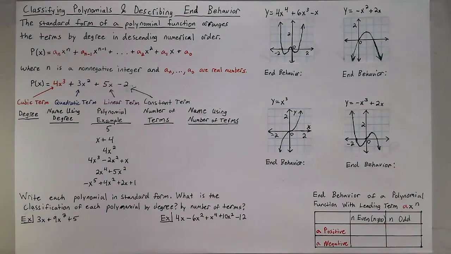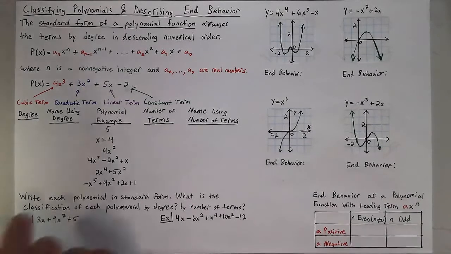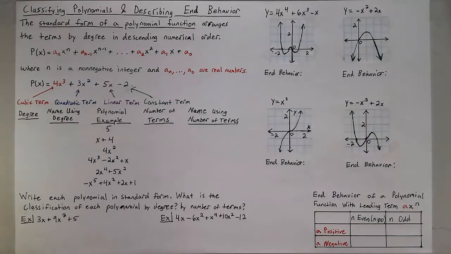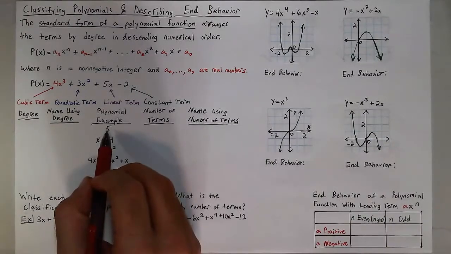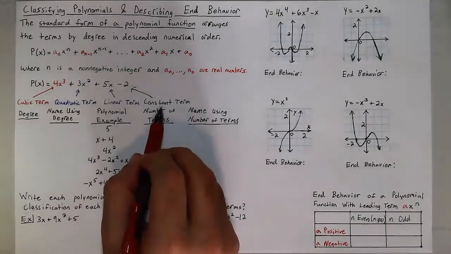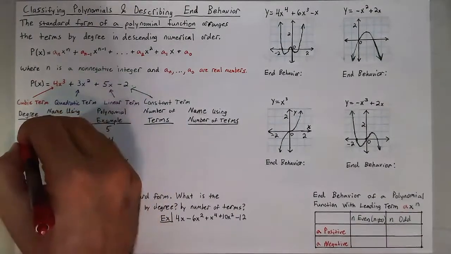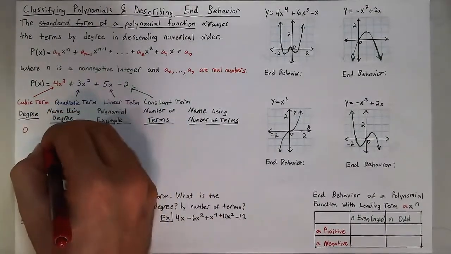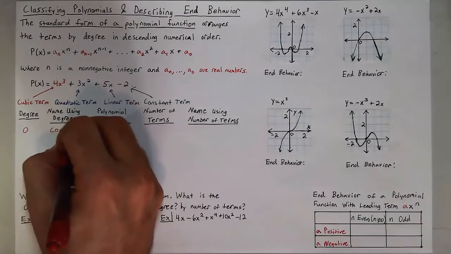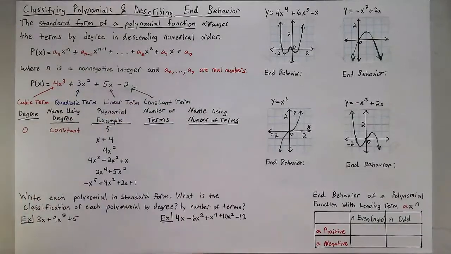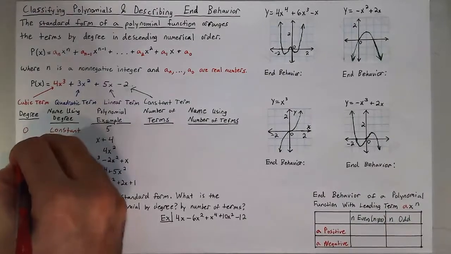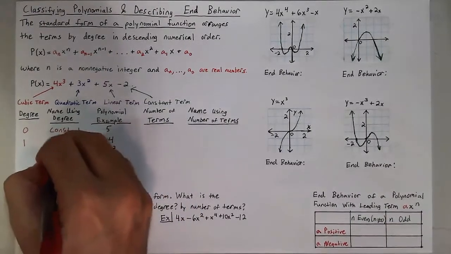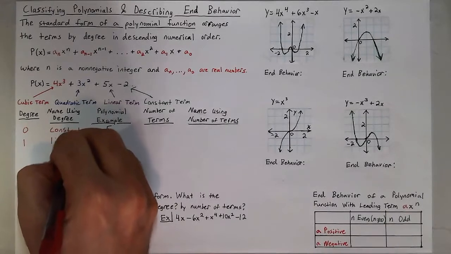Now, how do we name these polynomials, i.e. classify the polynomials? So let's go first by degree. Let's start with this first example of 5. Since there is no x term next to it, that is a constant term, so we call that a degree 0 and a constant. Next up, we have x plus 4, which is a degree 1 term, and we call that a linear polynomial.